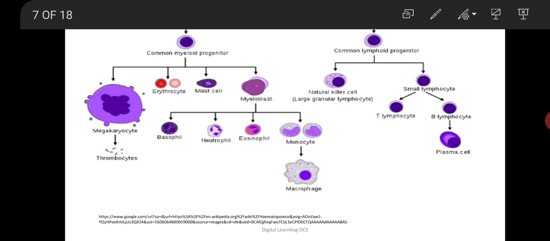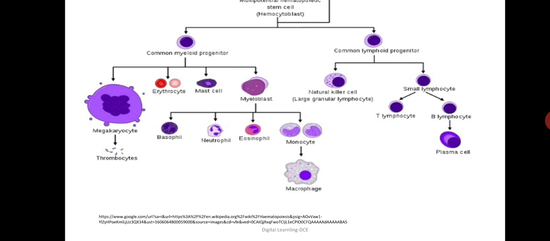This picture shows the process of hematopoiesis. From the stem cells, that is hemocytoblasts, the lineages are produced: common myeloid progenitor cells and common lymphoid progenitor cells. These progenitor cells give rise to megakaryocyte cells. They become thrombocytes, mature thrombocytes. The same myeloid progenitor cell gives rise to precursors of RBCs and WBCs.